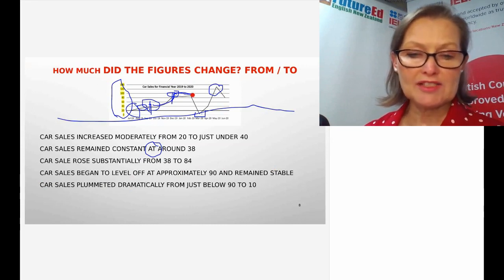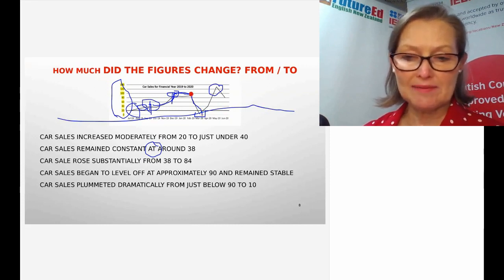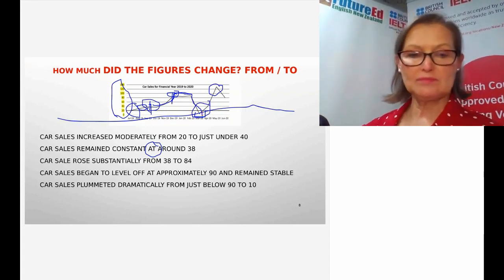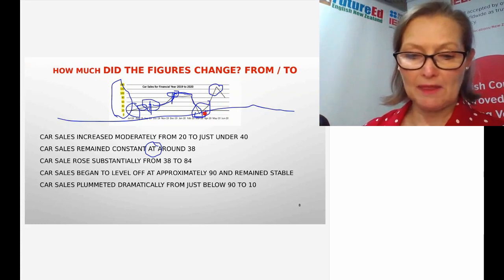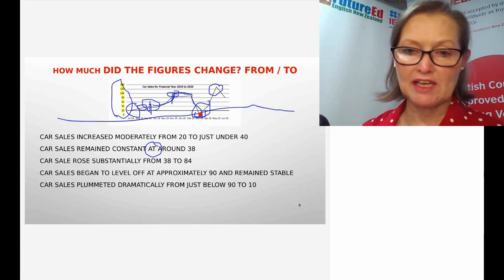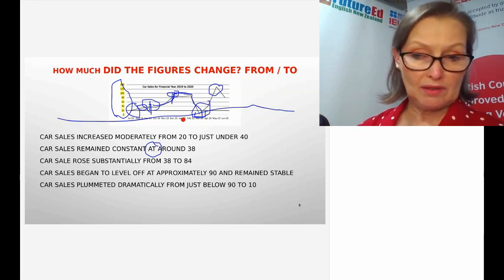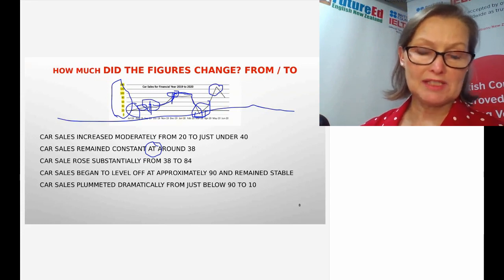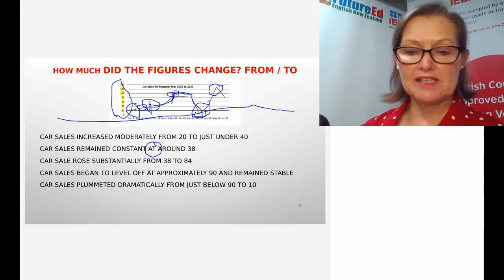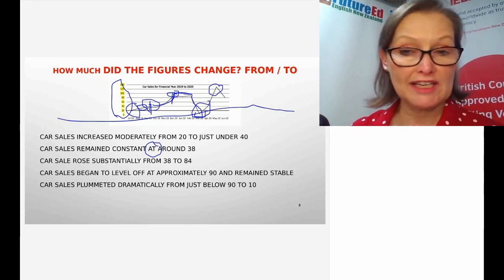And then I can talk about how car sales plummeted dramatically. So there we are, plummeting dramatically from just below 90 right down to 10 and hitting a trough of 10. And we'll be combining all of this in just a little while. And then once again after that, and I haven't written that sentence there, but we could say that car sales went up dramatically or went up steeply. Let's have a look at our next slide and how we talk about our next change.